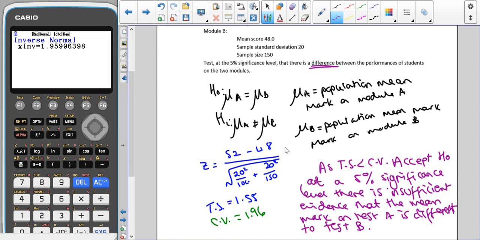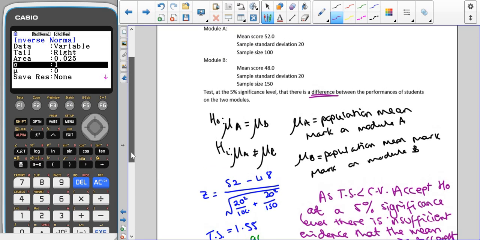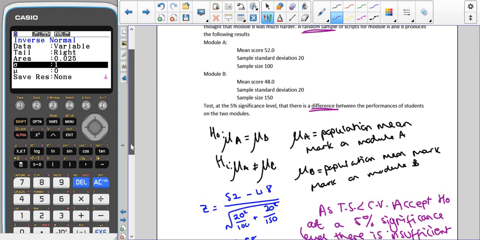So then we've got 52 minus 48 divided by the square root of 20 squared over 100 plus 20 squared over 150, which gives us a test statistic of 1.55. Again, we have a two-tailed test, so make sure it says right, half your significance level, standard deviation of 1, mean of 0, which gives us a critical value of 1.96, which means as the test statistic is smaller than the critical value, we accept H0. At a 5% significance level, there is insufficient evidence to suggest that the mean mark on test A is different from test B. So remember to be careful.